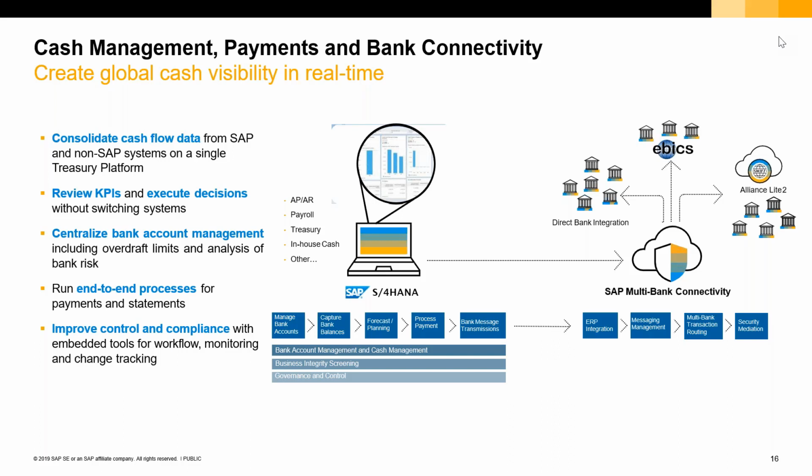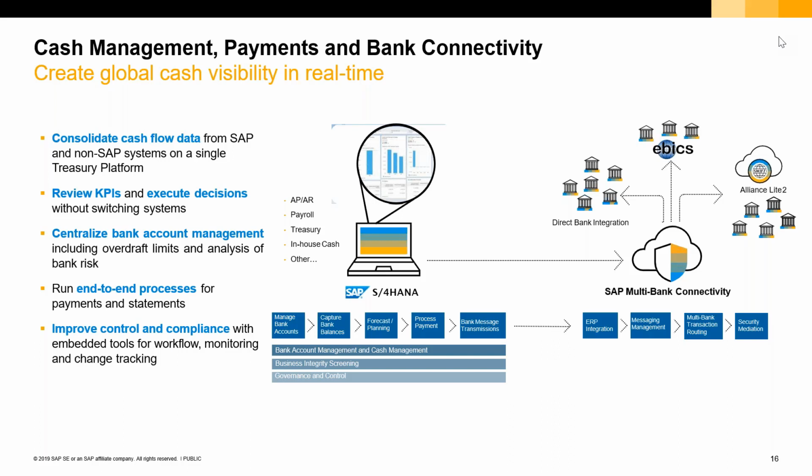The pictures on the right side sort of lay out a very high-level view of how the treasury solutions, along with payments and bank connectivity, give you the complete ecosystem to manage your cash. So on the left side, we have a couple of blue boxes that talk about how you manage bank accounts, bank balances, cash forecasting, payment processes, and bank message transmission, alongside business integrity screening and compliance and control. That is your S/4HANA platform, which takes inputs from AP/AR, payroll, treasury, in-house cash, and any other process that is initiating your payments or receiving the cash information.